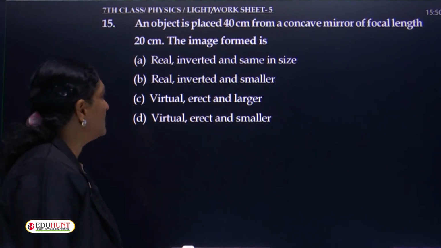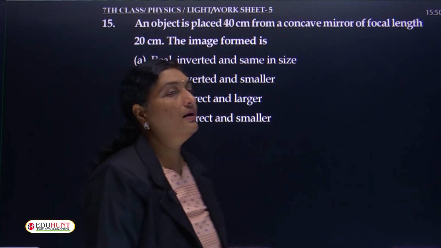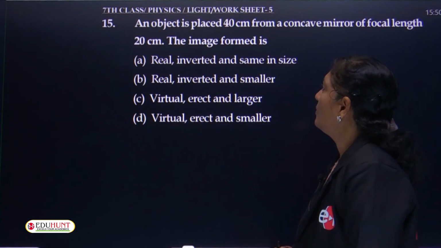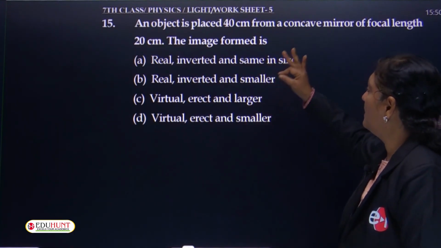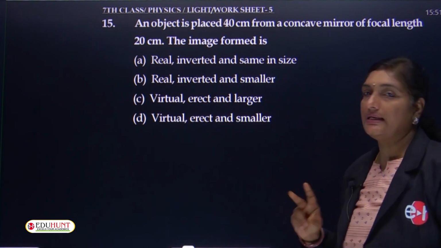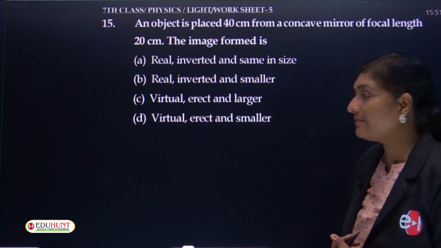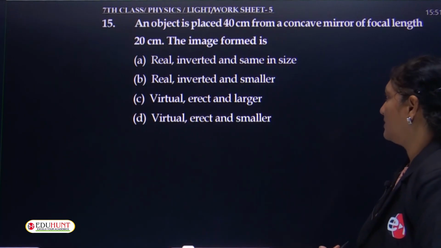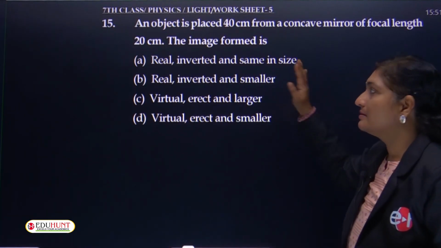Children, what is the next one? An object is placed 40 centimeters from a concave mirror of focal length 20 centimeters. Object distance is given. Focal length is also given. So you are asked to find the image.